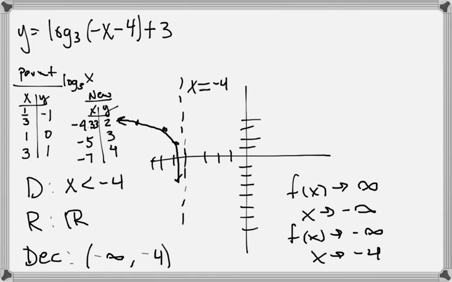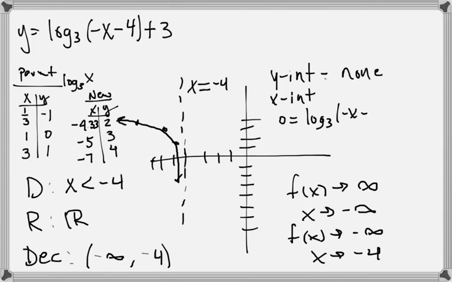Last part was the intercept pieces. Which intercept do you know does not exist? The y. So the y-intercept would be none. For the x-intercept, plug 0 in for y. And so we'll say 0 equals log base 3 of negative x minus 4, plus 3. This is a lot like finding the inverse, except we only have one variable to solve for. So subtract 3.